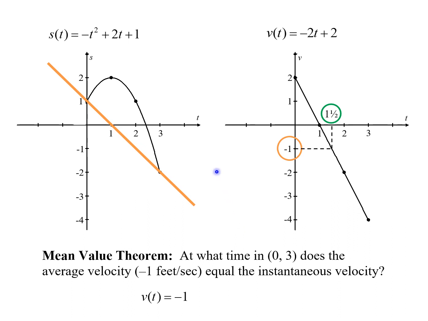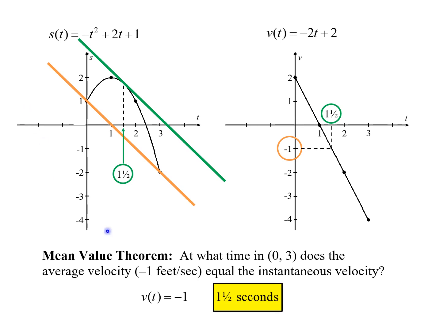Now what I think is even more interesting is the mean value theorem over here on the position graph, because you have the secant line that's drawn from time equals 0 to time equals 3, and it has a slope of -1. What the mean value theorem says is there should be a time between 0 and 3 where the tangent line at that point has the same slope as the secant line. They're parallel, and it looks like there is. That green line there. Let's go ahead and draw a little line down to the t-axis. That looks like 1.5. So the answer to this question is 1.5 seconds.